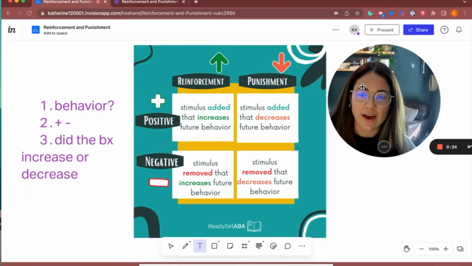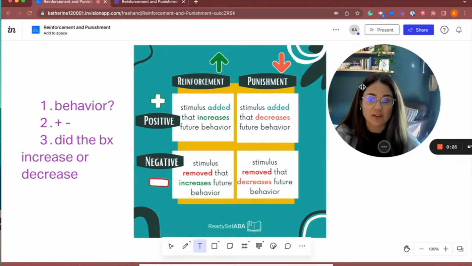So just to recap, positive and negative are simply referring to adding or taking away stimuli in the environment. And then when those stimuli are added or taken away, what happens to the behavior? Does it increase, reinforcement, or does it decrease, as a punishment?